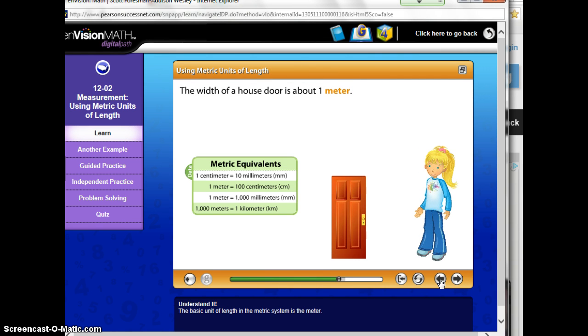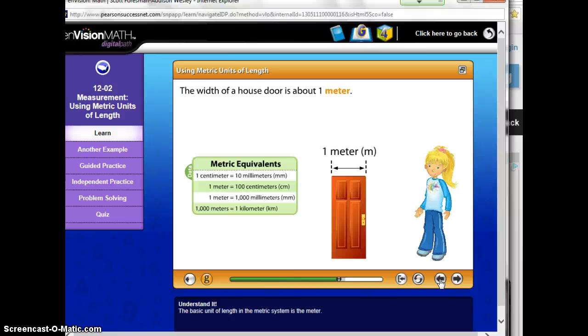The width of a house door is their example. Can you think of anything else, Darius? The barrel of some guns. Okay, weapons, possibly. Emma? A window. The length of a window.